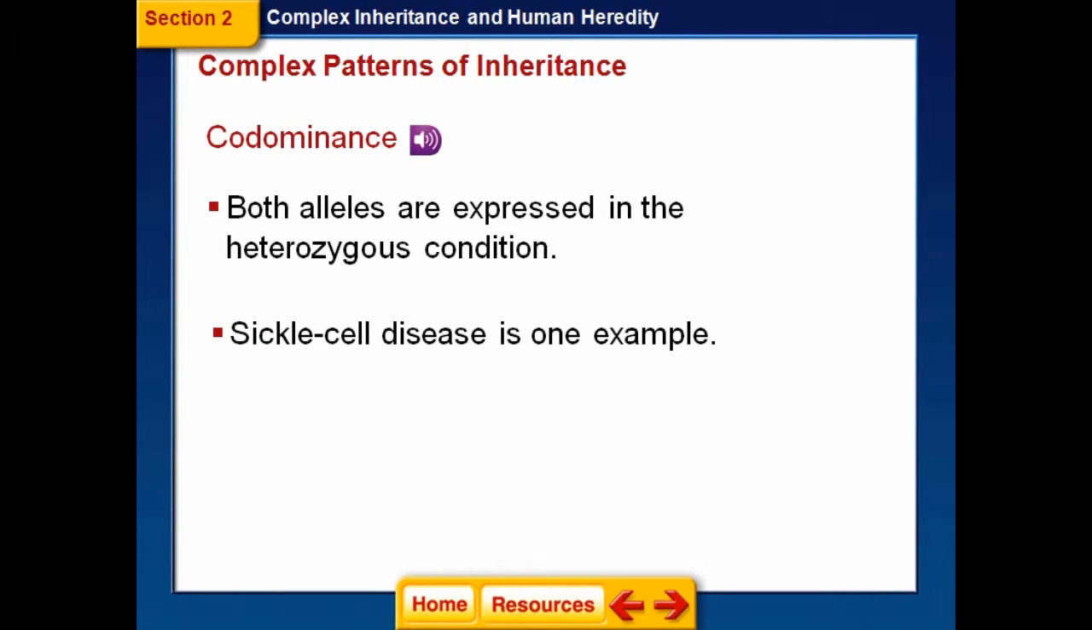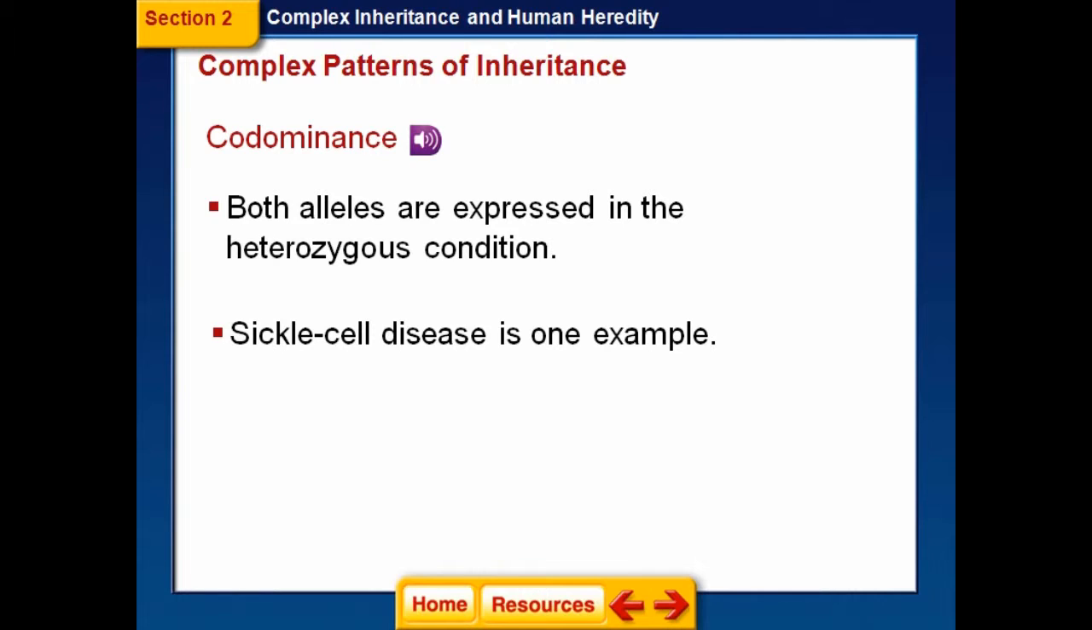Codominance. Instead of seeing a mixture of the traits, both alleles are expressed in the heterozygous condition. So an example would be sickle cell disease. Another example might be, let's say, two rabbits. You had a white rabbit and a black rabbit, and they produced offspring.